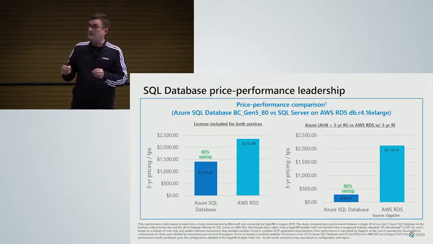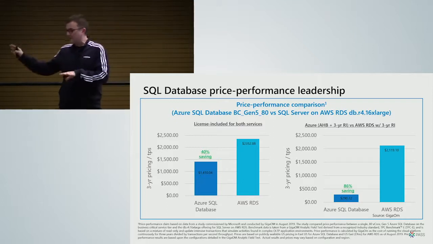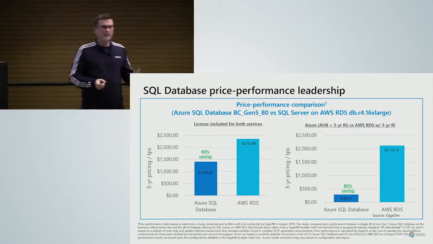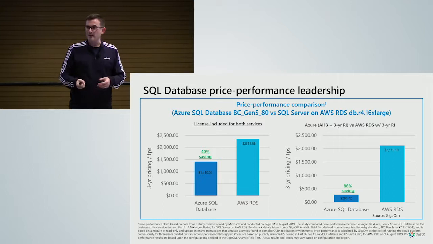And so they need to be cost effective, but they don't want to sacrifice performance. So in this particular study, and I'll just speak to it in broad strokes, we were comparing an RDS database, an R4 equivalent to a BC Gen 5 80, so a Generation 5 business critical 80 vCore. None of this perfectly matched, by the way.